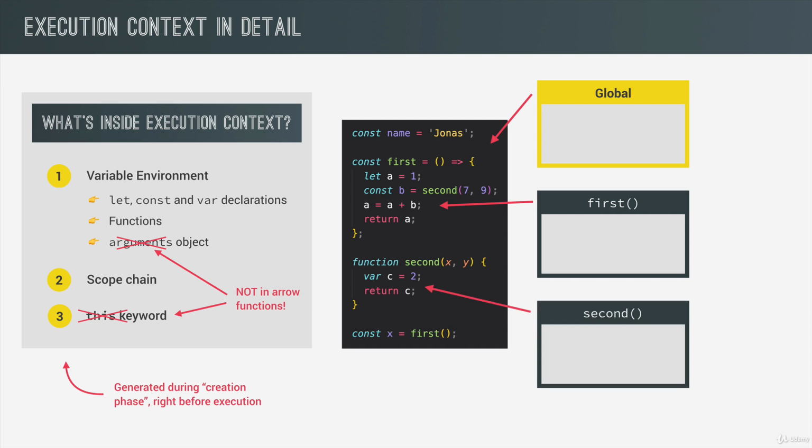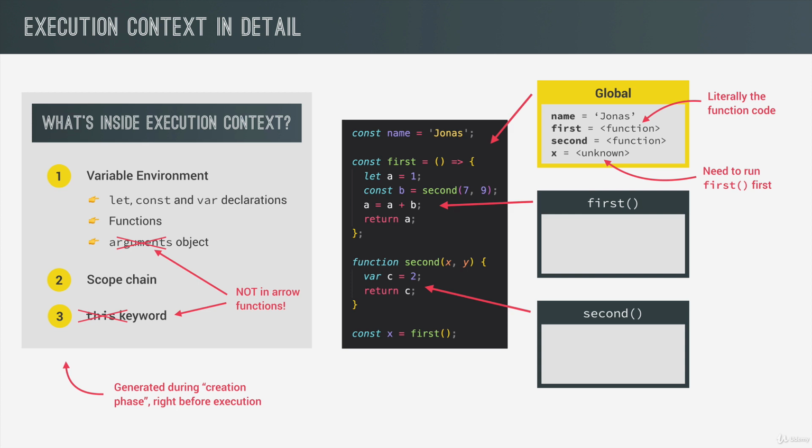In the global context, we have the name variable declaration, the first and second function declarations, as well as the x variable declaration. For the functions, the variable environment will literally contain all the code of a particular function. Now, the value of x is marked as unknown here because this value is the result of the first function that we didn't run yet. But we will simulate this in the next slide.